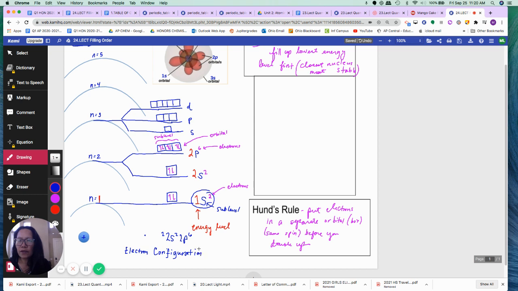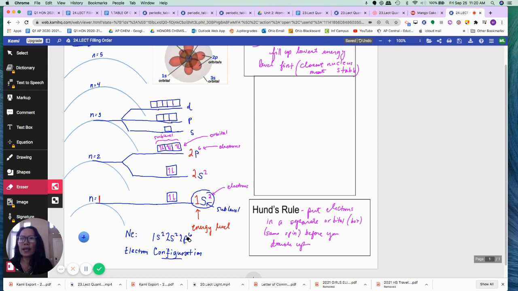Okay, so configuration is another way of saying, like when you configure something, you arrange something. So this is the electron configuration of neon. It is 1s2, 2s2, 2p6.